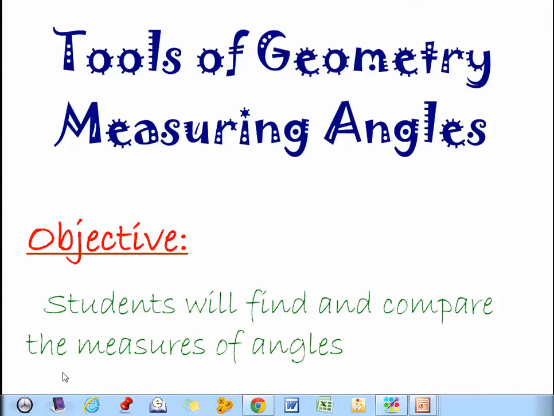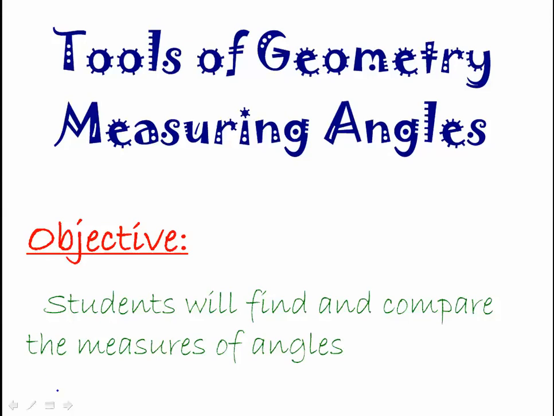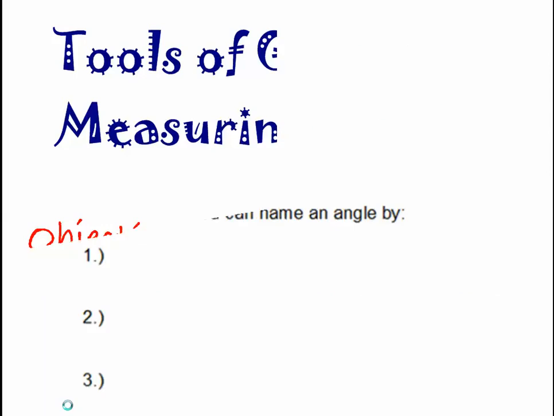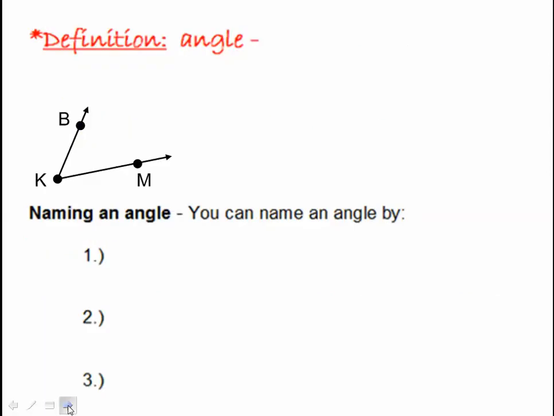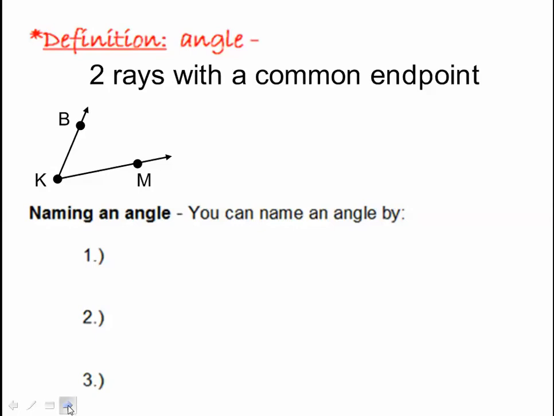Hi, in today's lesson we're going to be talking about measuring angles. So in order to get started, let's go ahead and define what an angle is. An angle is simply two rays with a common endpoint.